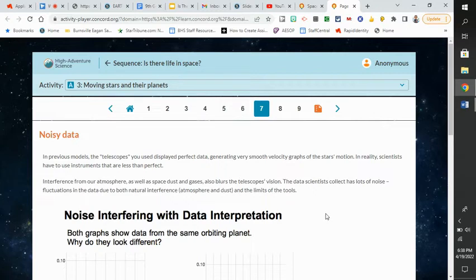Now we get into some noisy data here. What does that mean? In previous models, the telescopes you used displayed perfect data, generating very smooth velocity graphs of a star's motion. In reality, scientists have to use instruments that are less than perfect. Interference from our atmosphere, as well as space, dust, and gases, also blurs the telescope's vision. The data scientists collect has lots of noise, fluctuations in the data due to both natural interference, atmosphere and dust, and the limits of the tools.